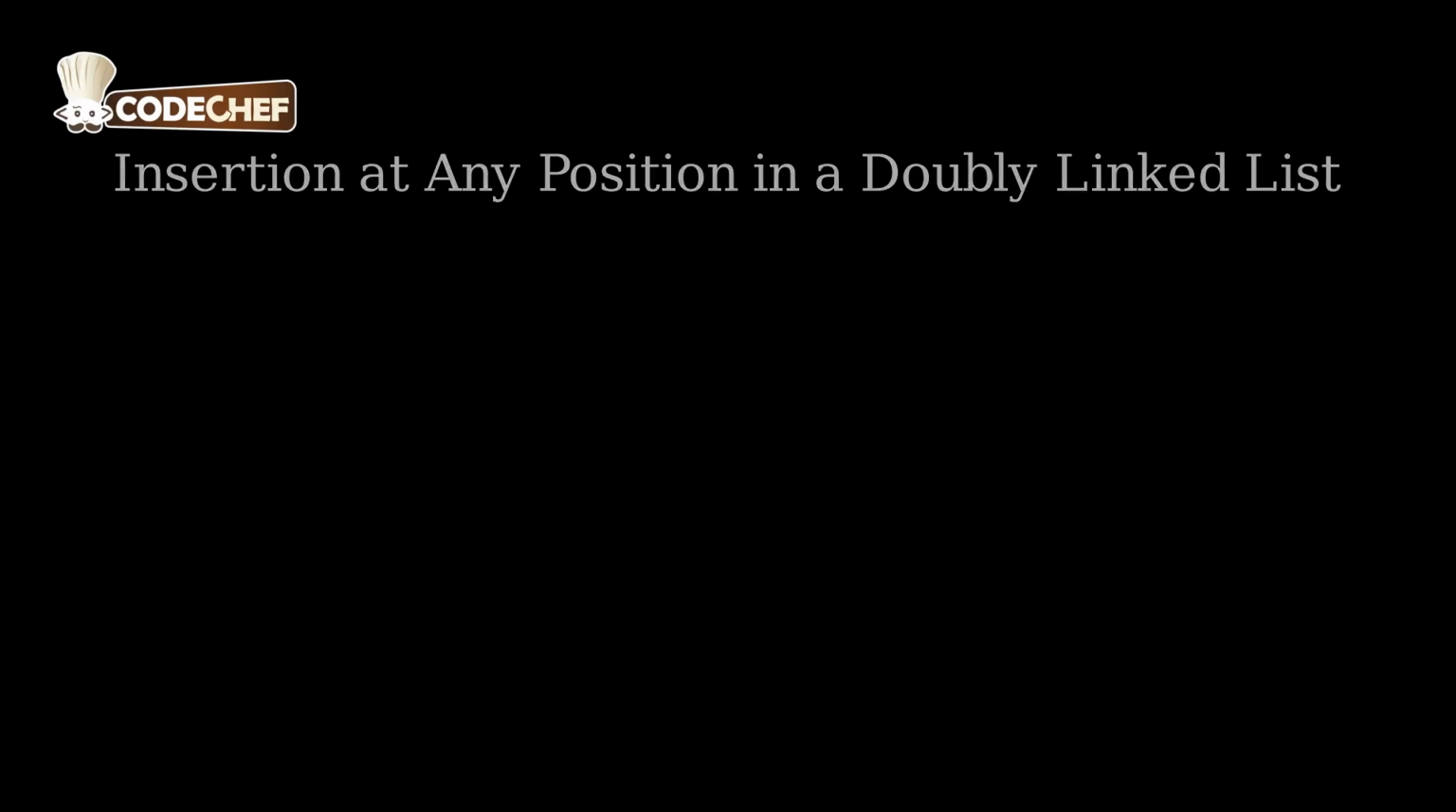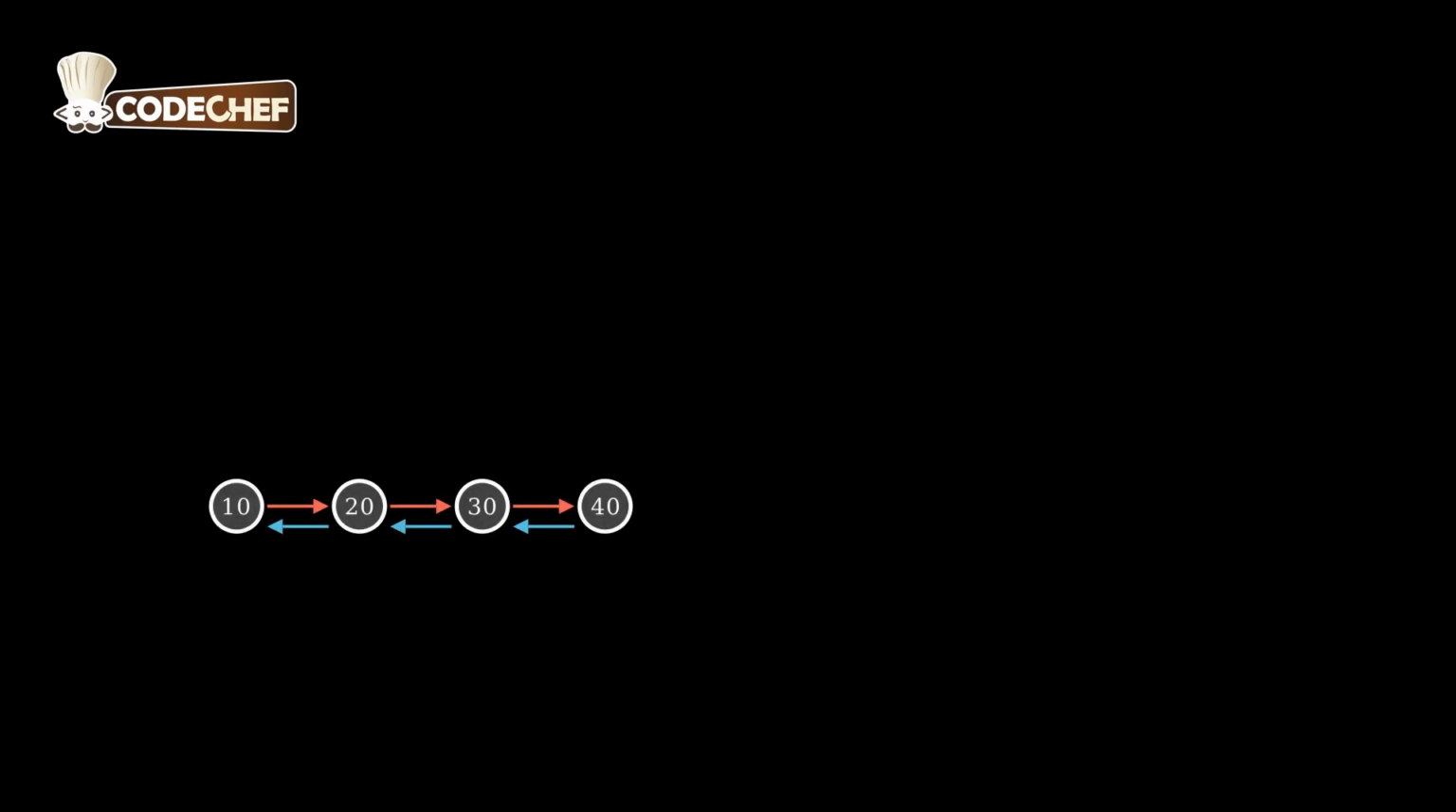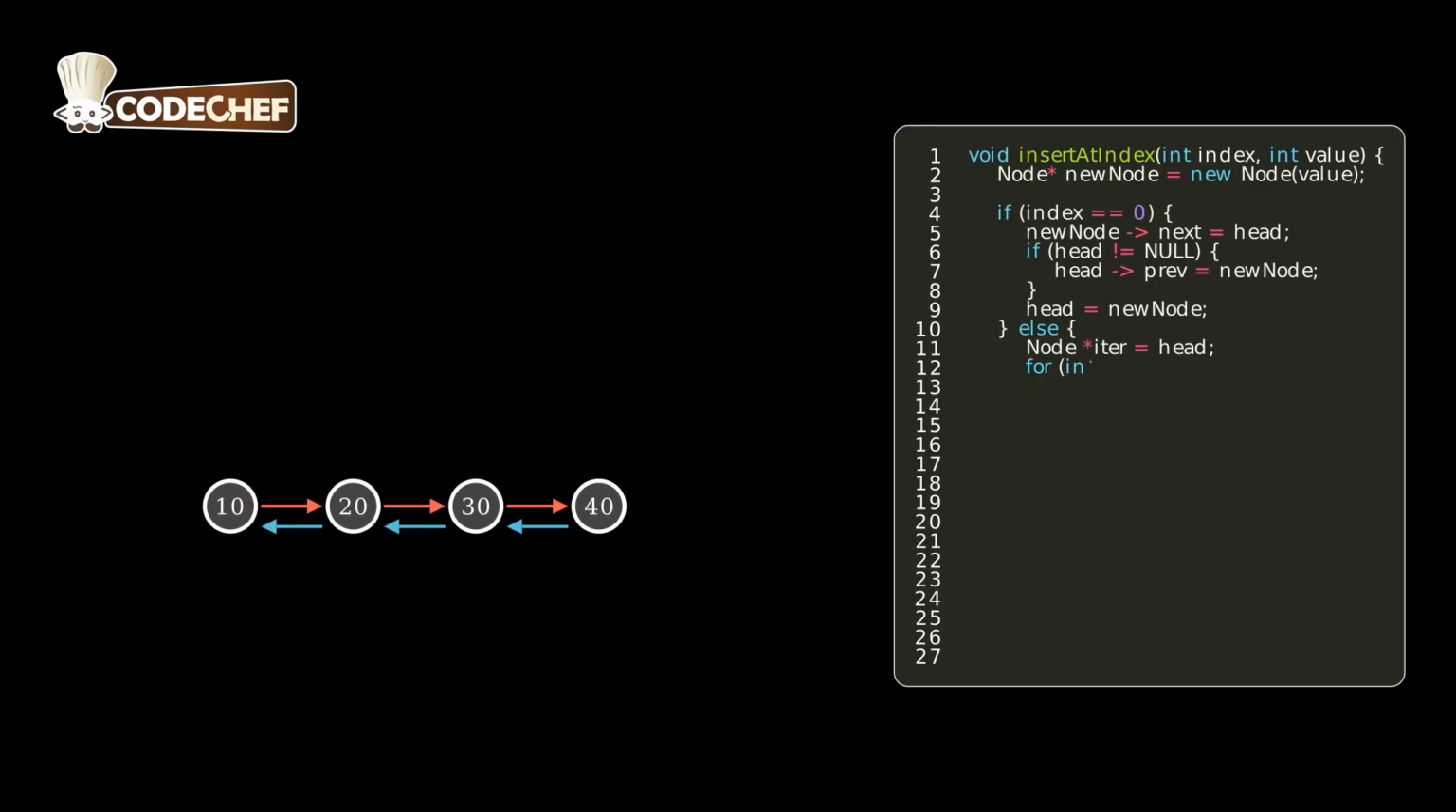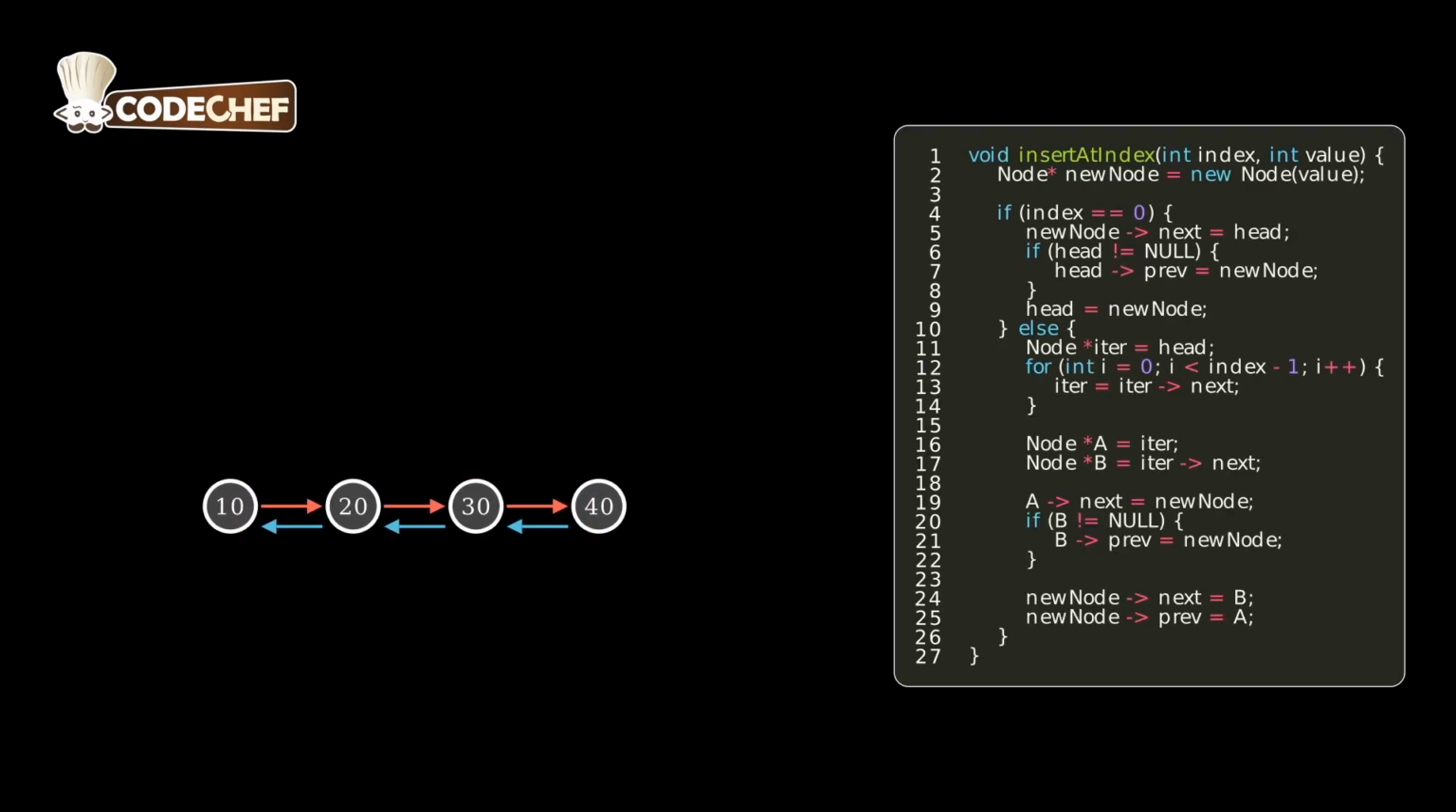Let's take an example of a doubly linked list with the values 10, 20, 30, and 40. In a doubly linked list, each node has two pointers, one pointing to the next node and another pointing to the previous node. Now, let's move on to the code that implements this insertion process.